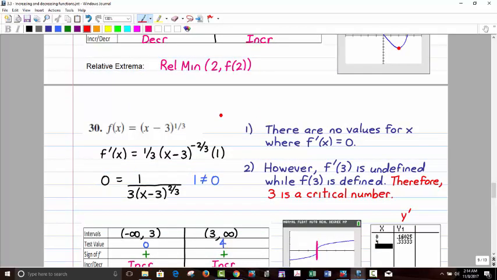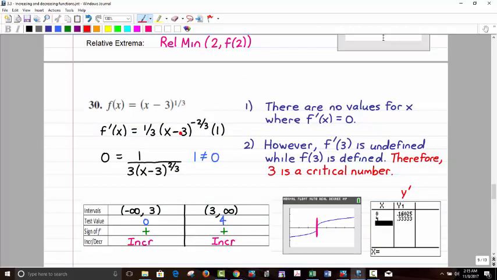Now, f of x equals (x minus 3) to the 1/3. We take the derivative of this. 1/3 (x minus 3) to the negative 2/3. I'm just putting this 1 here to show you that I did not forget the chain rule. Derivative of the inside is 1. So I drop the 1, leave the 3 on bottom. That's basically saying 1 can't equal 0. If the numerator is always 1, you'll never get that equal to 0. So you're not going to get any critical values that way.